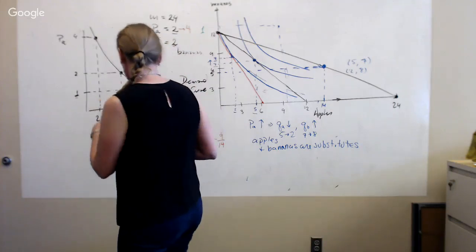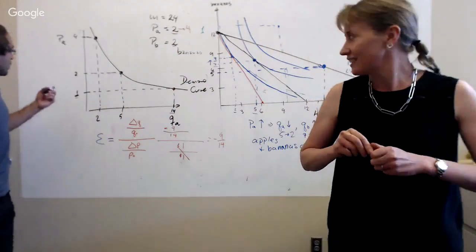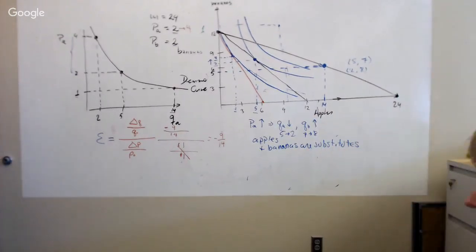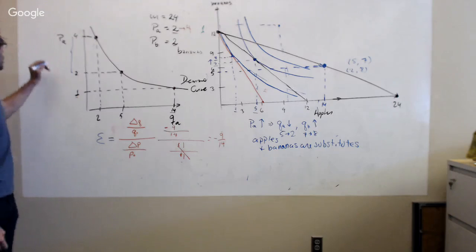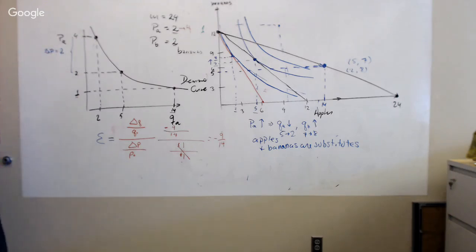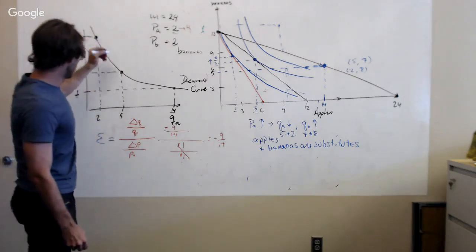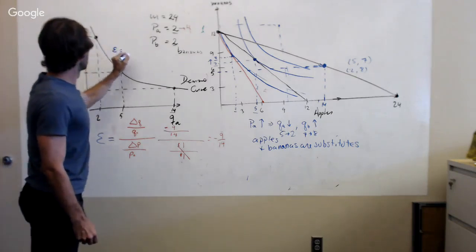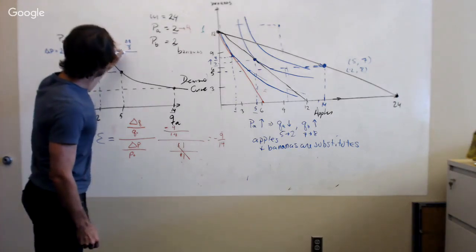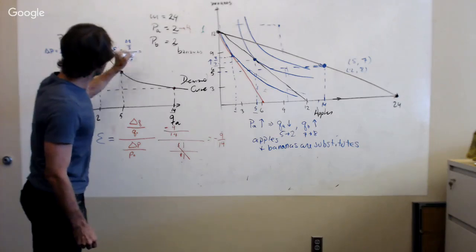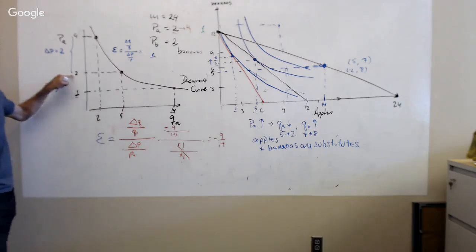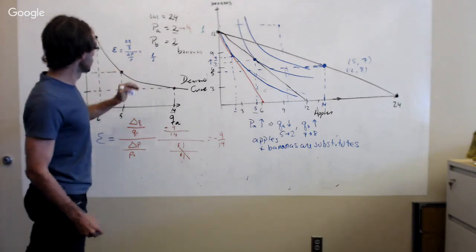Okay, so do you want to do the next one? What happens when, and again, we get lucky on the prices. What happens if the price goes up from 2 to 4? We have a change in price that is $2. So the elasticity is the change in quantity over quantity divided by the change in price over price. We get a $2 change in price, but the original price is 2. So this is 2 over 2.